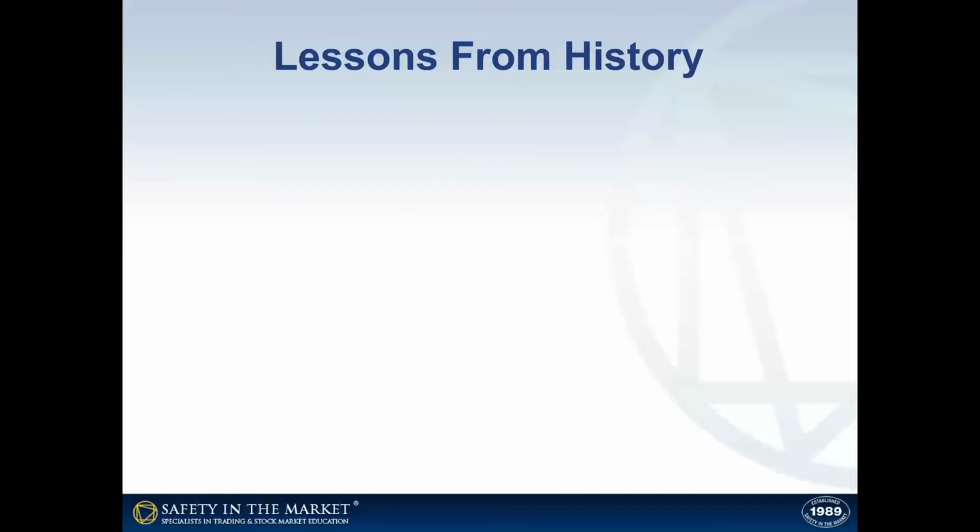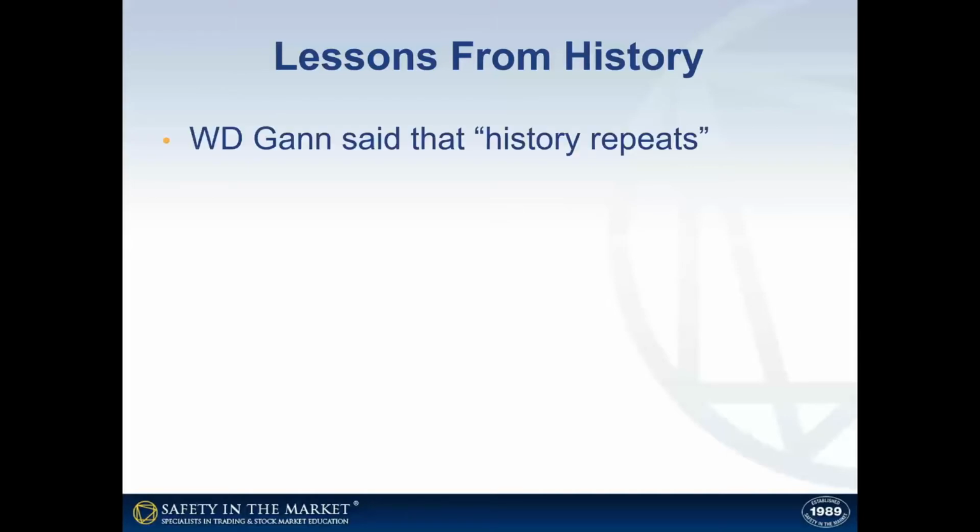In our previous videos in this series, we've spoken about a gentleman called W.D. Gann. Gann was a famous trader and forecaster from the 1900s. In fact, the work of Safety in the Market and David Bowden is based on the work of W.D. Gann. And Gann said that history repeats.